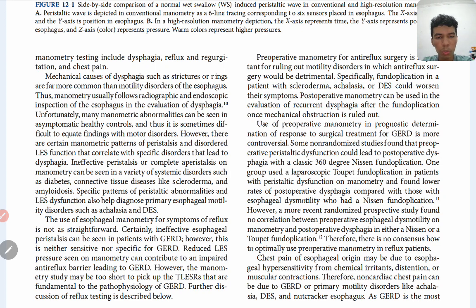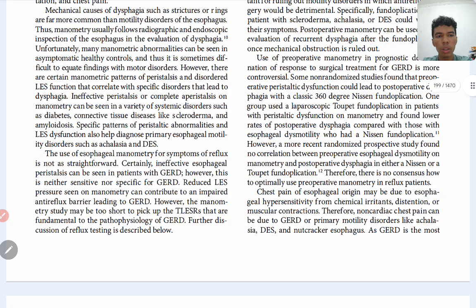One group used a laparoscopic Toupet fundoplication in patients with peristaltic dysfunction on manometry and found lower rates of postoperative dysphagia compared with those with esophageal dysmotility who had a Nissen fundoplication. However, a more recent randomized prospective study found no correlation between preoperative esophageal dysmotility on manometry and postoperative dysphagia in either a Nissen or Toupet fundoplication. Therefore, there is no consensus on how to optimally use preoperative manometry in reflux patients.